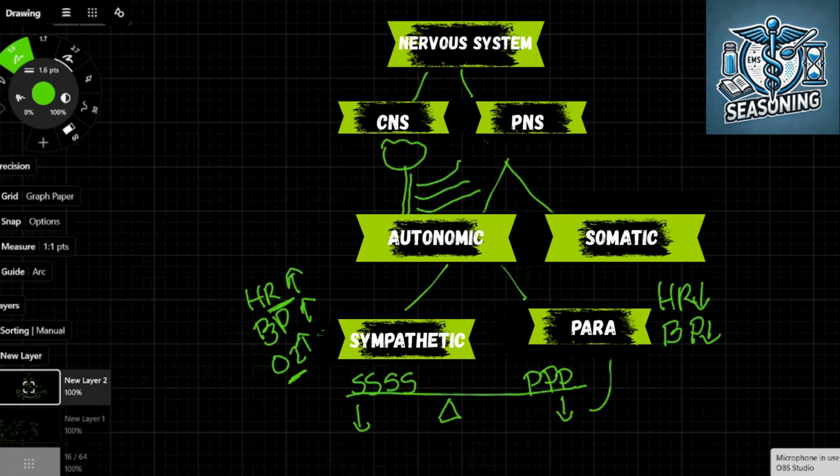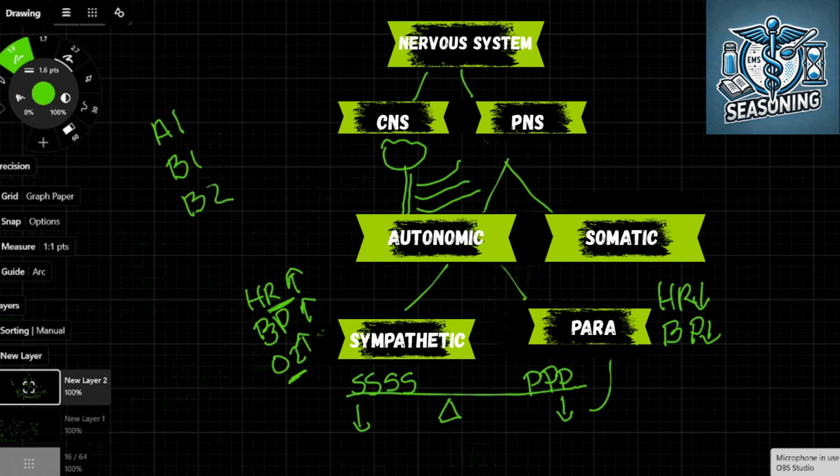Now, the sympathetic nervous system works on 3 receptor sites. Well, 3 that we're going to talk about in this video. There's actually more, but these are the 3 you really need to know for National Registry. You have alpha 1, beta 1, and beta 2.